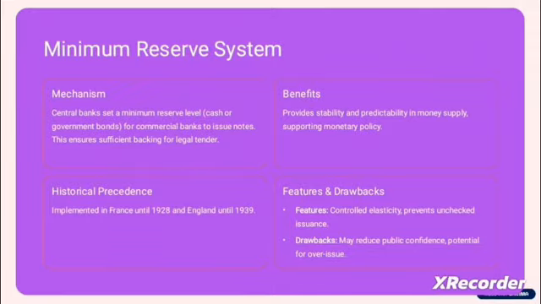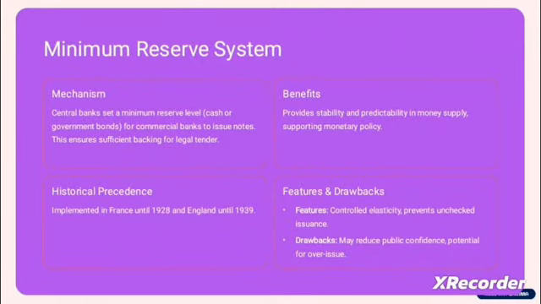Slide 9. Minimum reserve system. In the minimum reserve system, central banks set a minimum reserve level in cash or government bonds for commercial banks to issue notes. This ensures sufficient backing for legal tender and supports monetary stability.